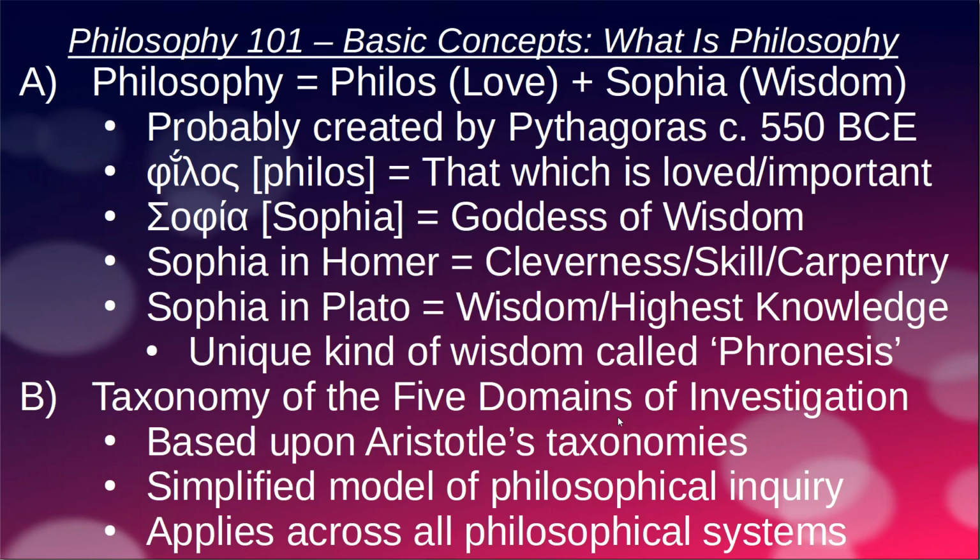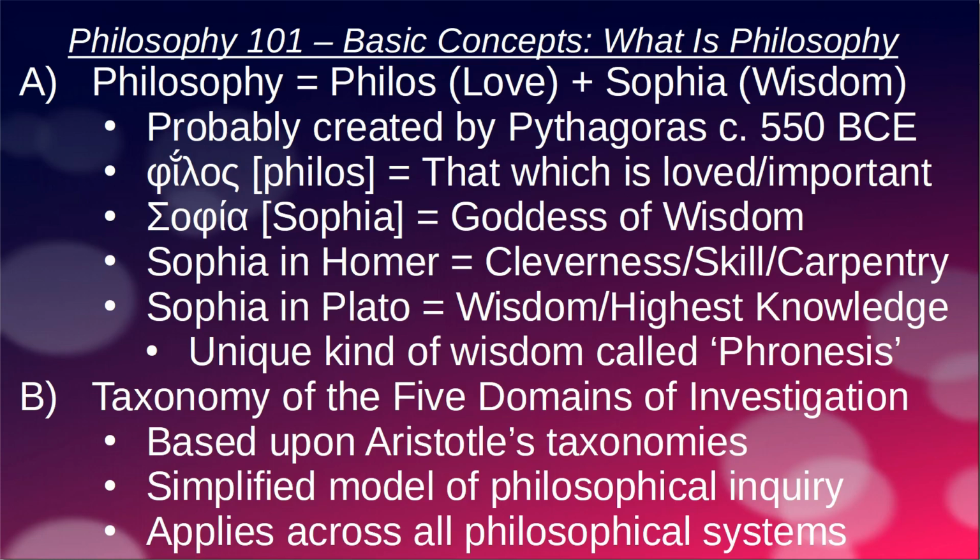So now we're ready to begin to delve into the etymology and meaning of the basic concepts of philosophy. So philosophy is a compound word composed of philos, which means love, and sophia, which means wisdom. The term was probably created by Pythagoras around 550 BCE. We're guessing on that. Philos, which is phi, iota, lambda, omicron, and final sigma, means that which is loved or that which is important. And Sophia, which is sigma, omicron, phi, iota, alpha, was the goddess of wisdom.